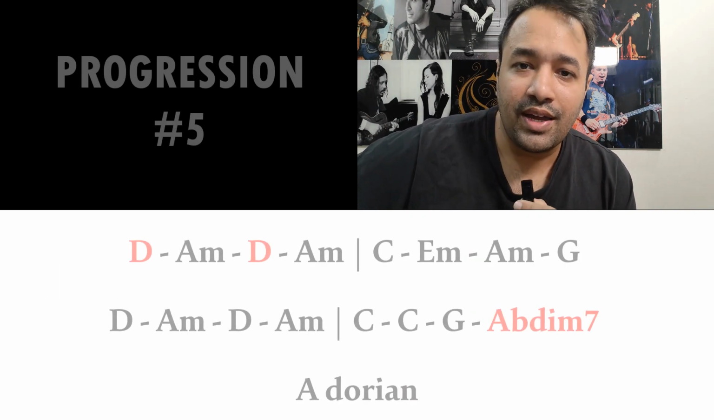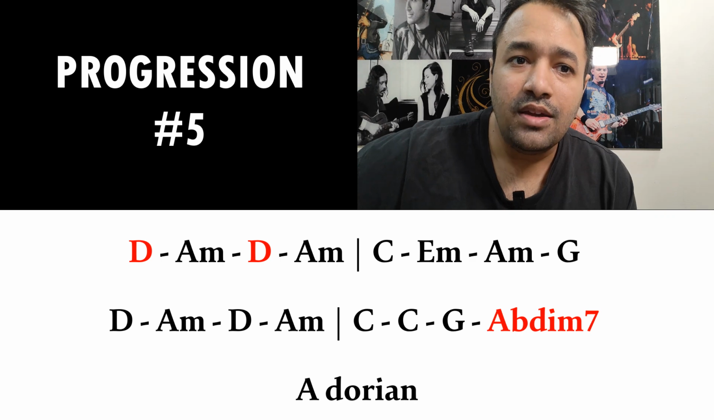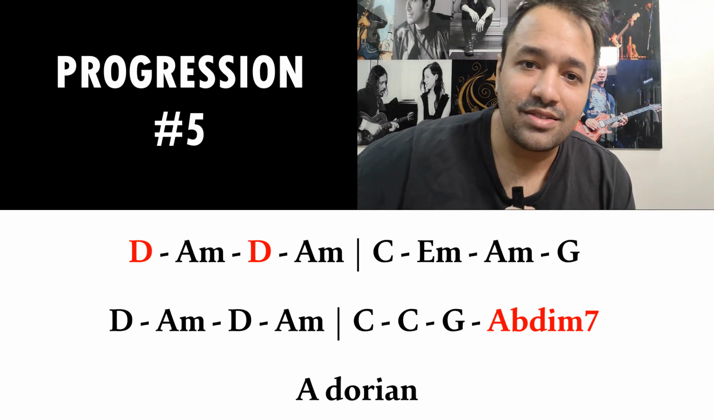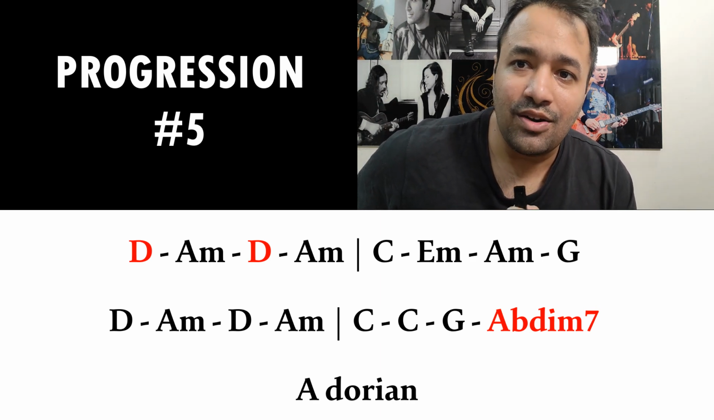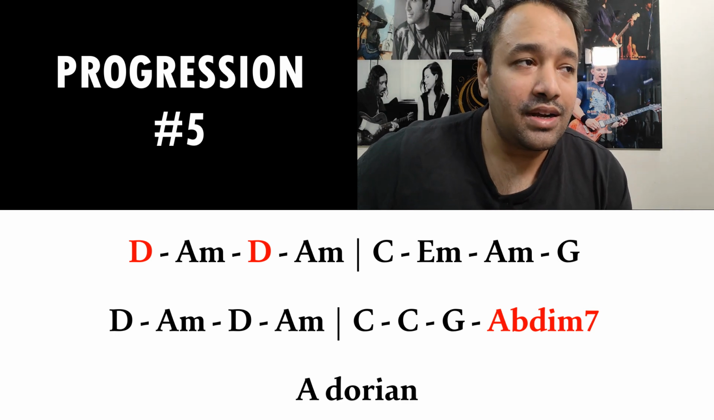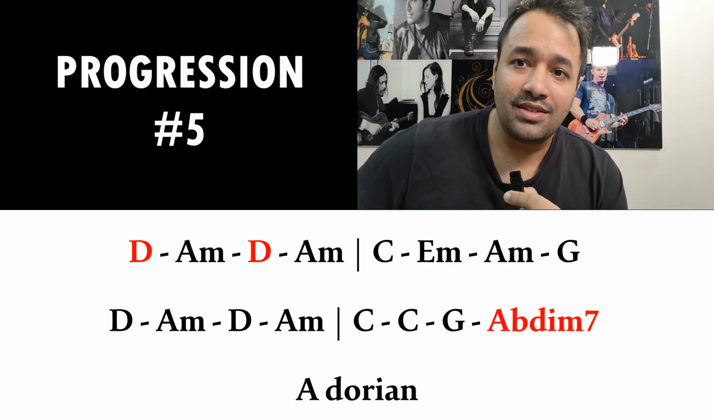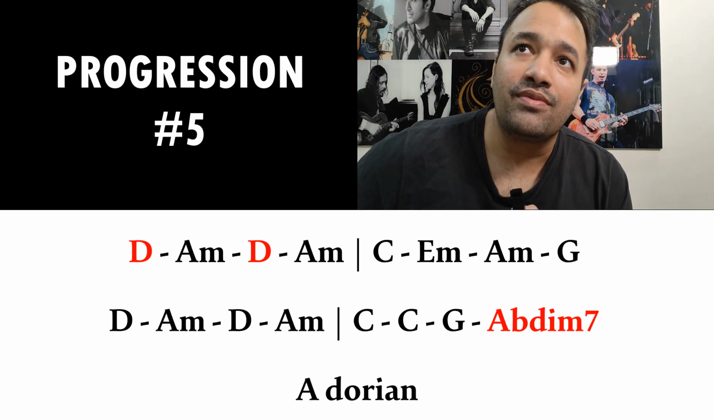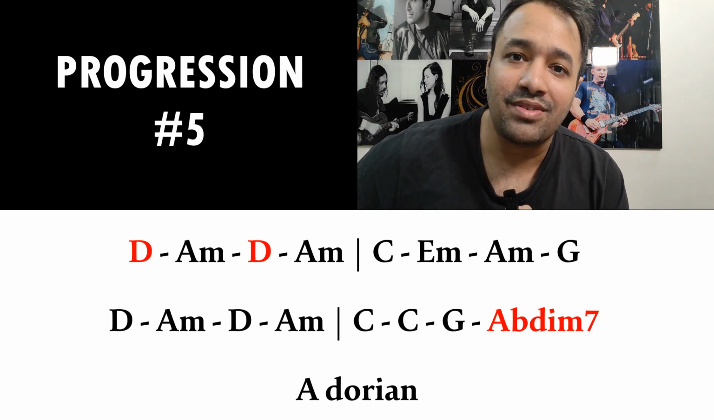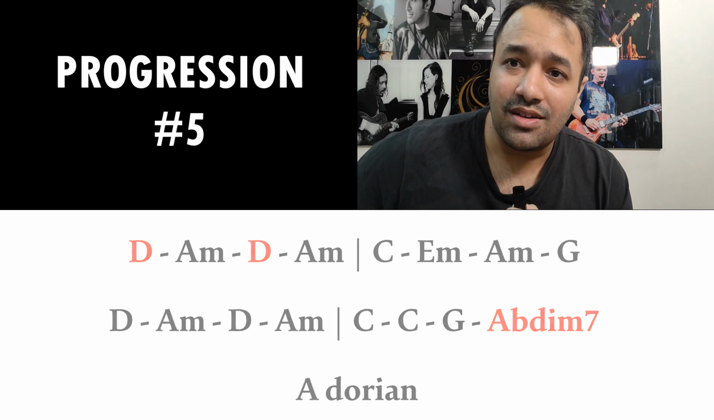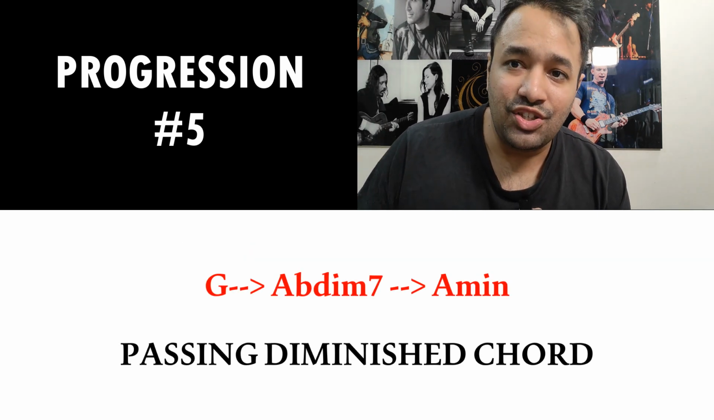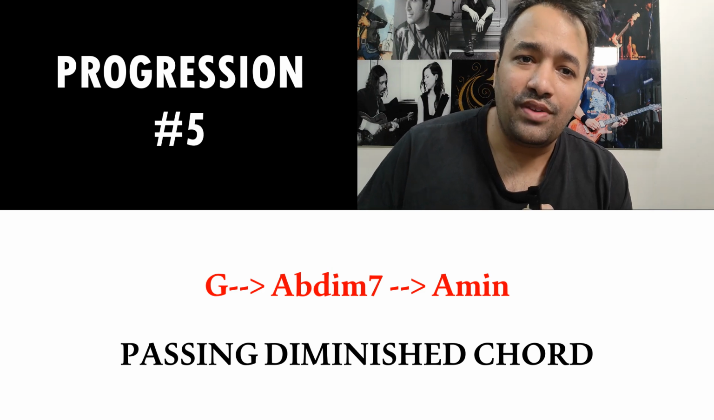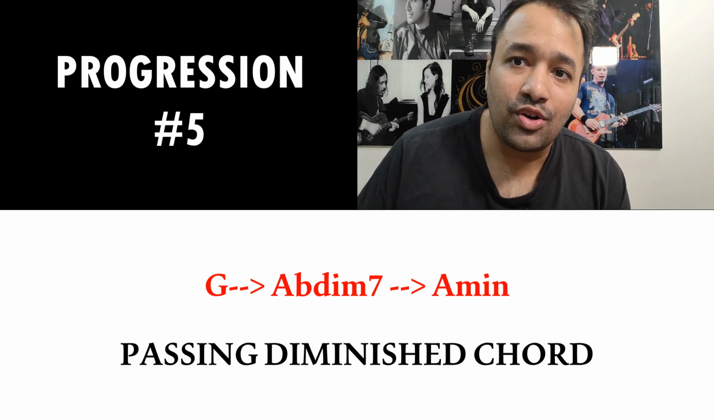Now progression 5, again we have used a D major chord here, which again, as you know, is part of the A Dorian mode, and we've already discussed this before. The rest of the chords can be explained as being either from the A minor or the A Dorian mode. And the only interesting idea over here is the use of that A flat diminished 7th chord, also known as the G sharp diminished 7th. So this chord is a passing chord, that is it's used as a transition chord and a tension chord to resolve into the next chord of the next progression, which will be the A minor chord.